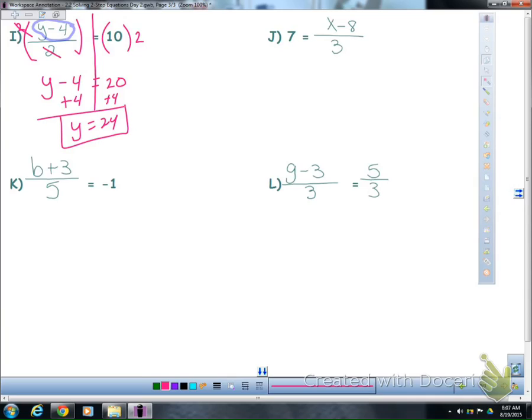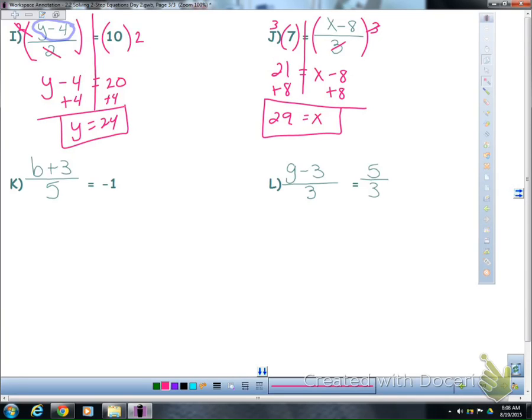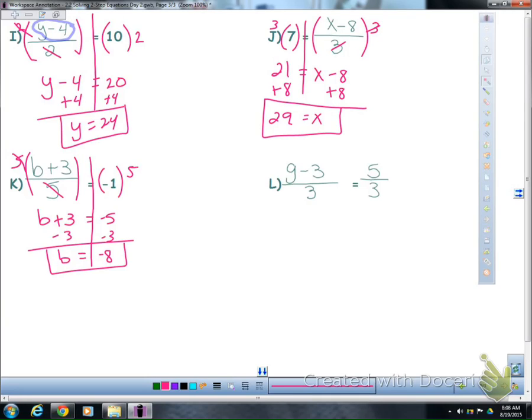So pause the video and I want you all to do example J on your own. Okay, example J is very similar where you have to multiply by 3 first and then we can add 8 and get x equals 29. Let's look at K together. Again, this is another one where we have to multiply by 5 first. So you can pause the video and finish that on your own. You can see, for example K, b equals negative 8.